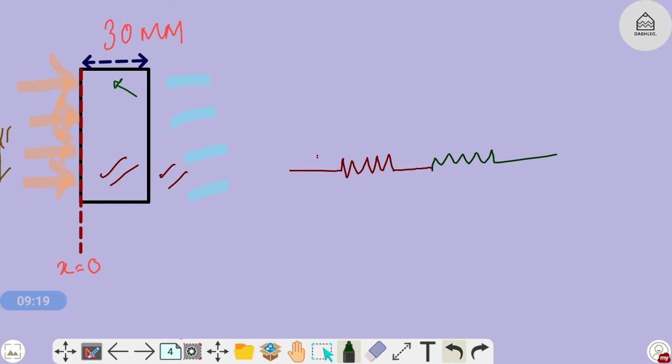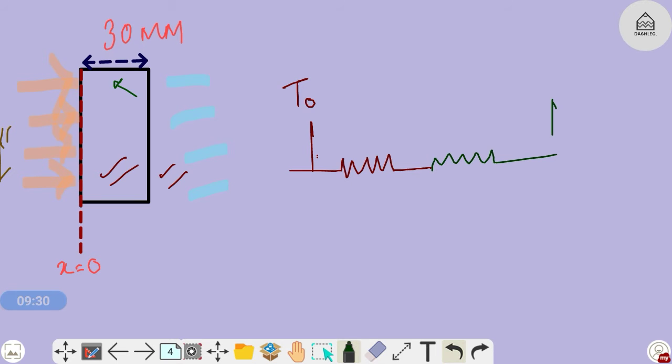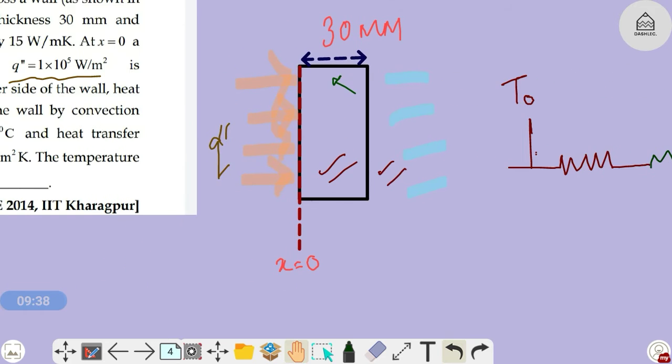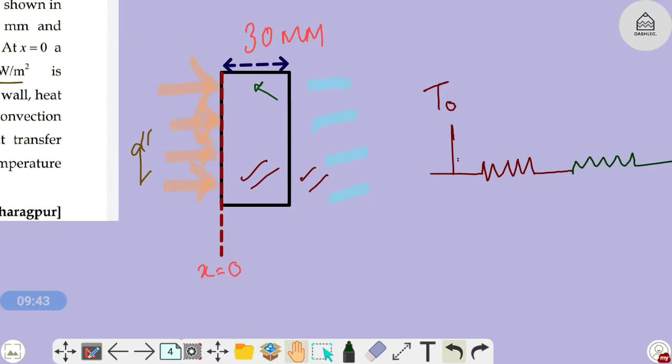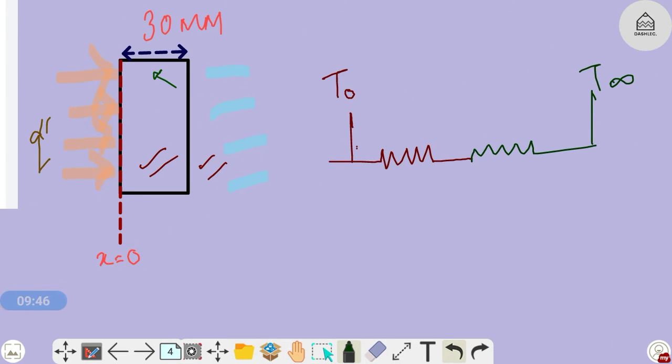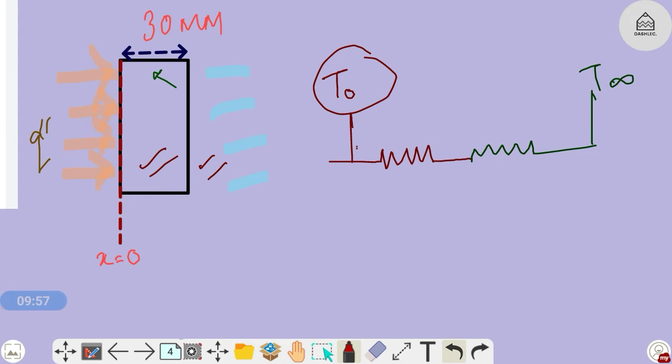Okay, so at this point the temperature will be T0, and at this point the temperature will be T infinity. So what is actually asked in the question? The temperature at x equal to 0. We have to find this out. So let us write the value of the first resistance.